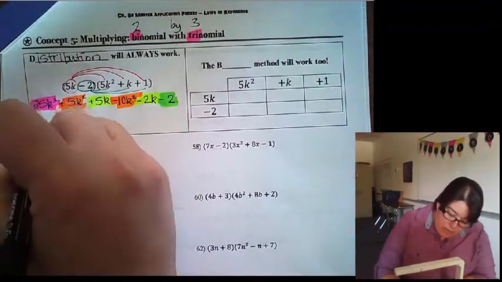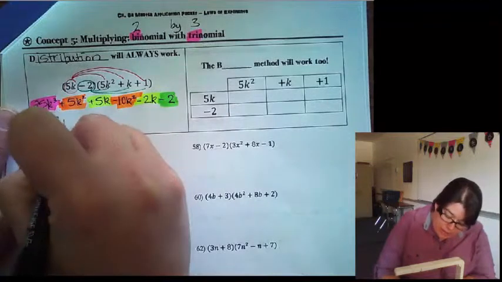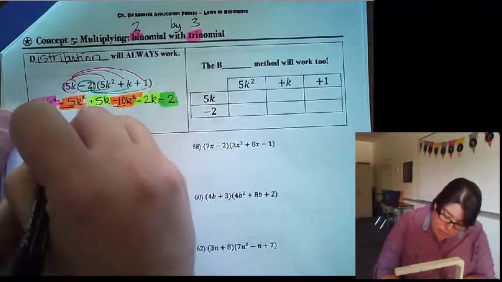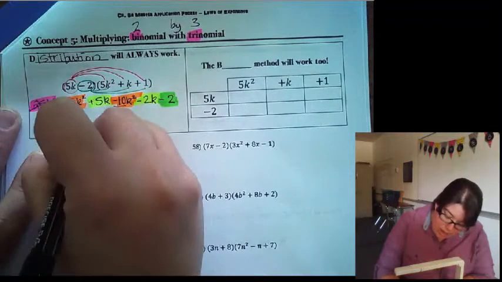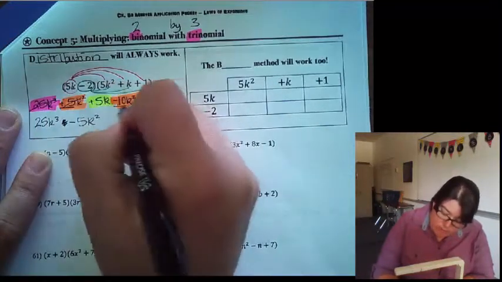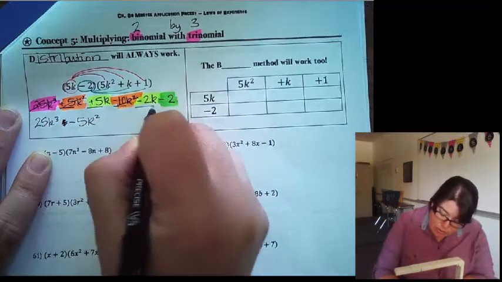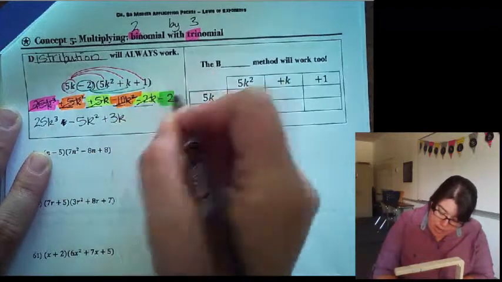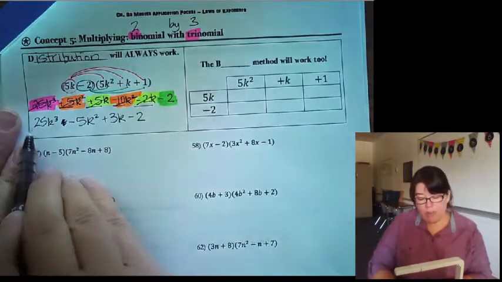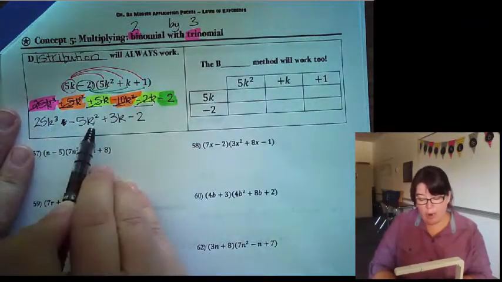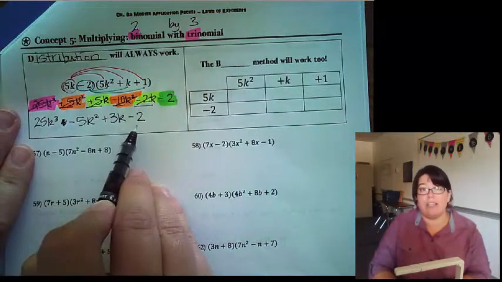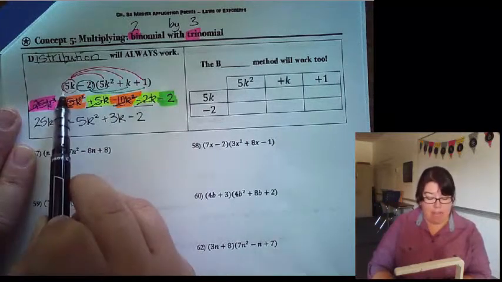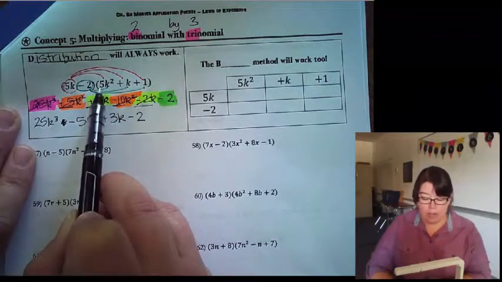So we've got 25k cubed plus positive 5 and negative 10 gives me, oops, not plus, negative 5. And those are my k squared terms. And then positive 5 and negative 2 gives me positive 3, and those are my k terms, and negative 2. So 25k cubed minus 5k squared plus 3k minus 2 is the final answer. That's my final polynomial for when I multiply 5k minus 2 times this trinomial.